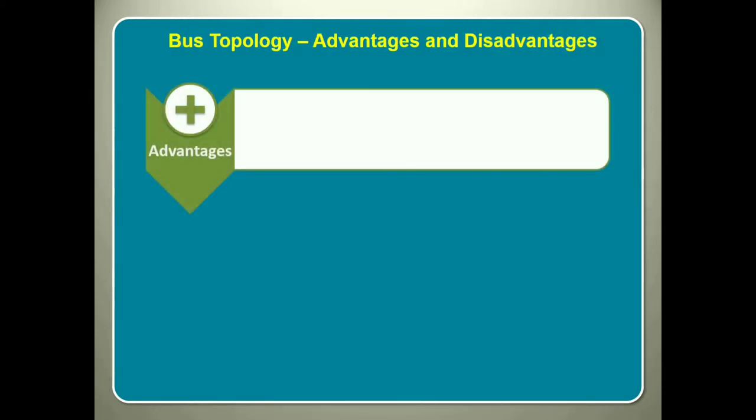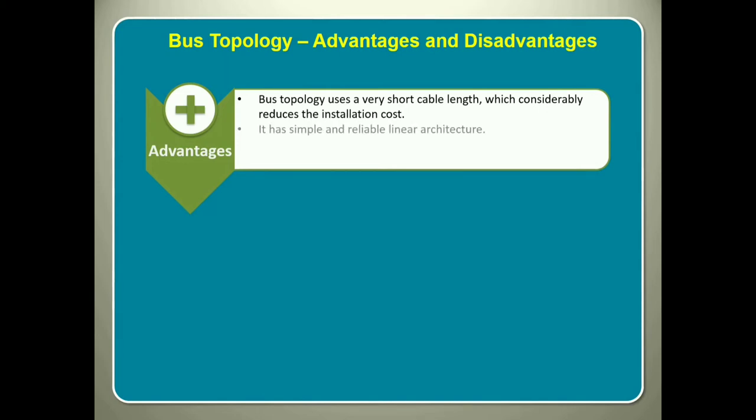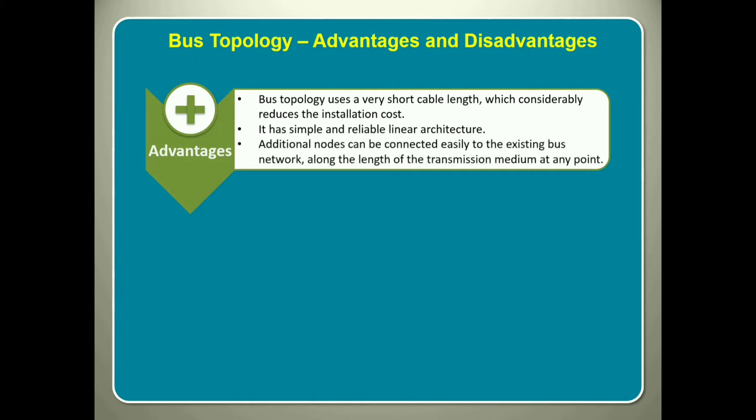Advantages of bus topology are: bus topology uses a very short cable length, which considerably reduces the installation cost. It has a simple and reliable linear architecture. Additional nodes can be connected easily to the existing bus network along the length of the transmission medium at any point.